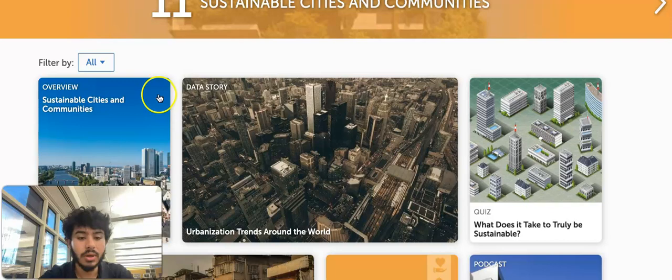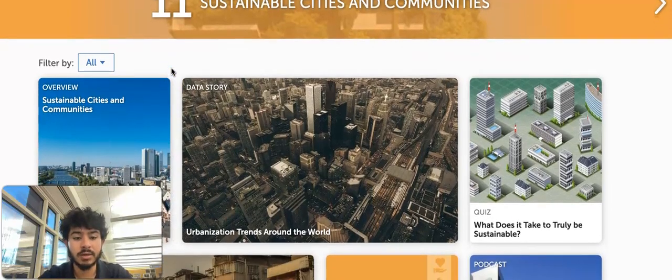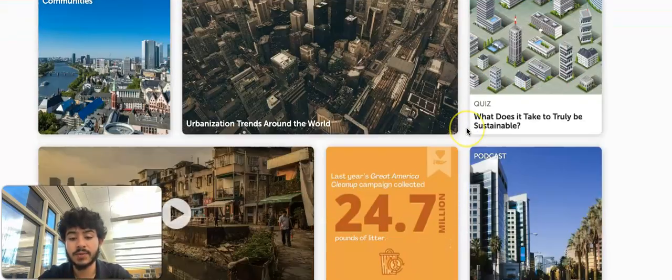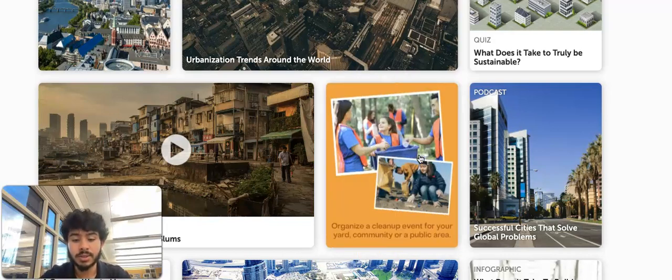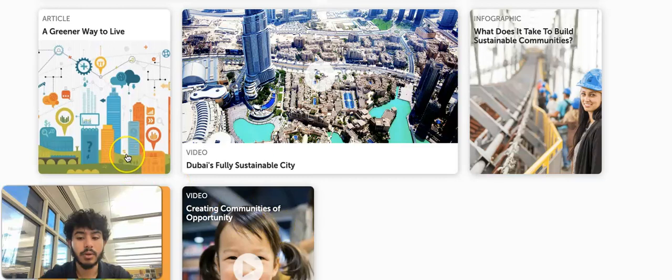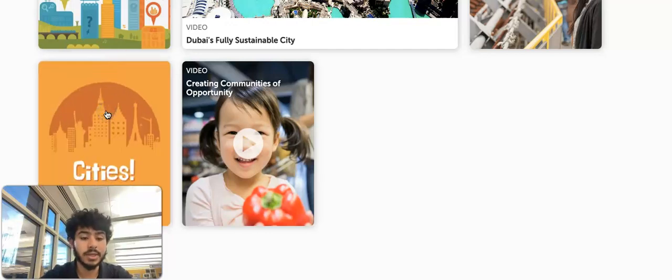I first want to show SDG 11 within SAS, Sustainable Cities and Communities, of course. This is the quiz that I took, and this was very valuable for me. Last year's Great American Cleanup campaign collected almost 25 million pounds of litter, just because they organized a cleanup event for the yard, community, or public area. It also asks, where do half the people in the world live? And you can guess it, it's within cities.